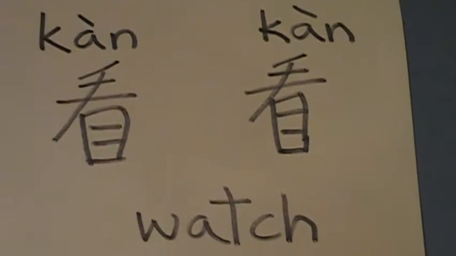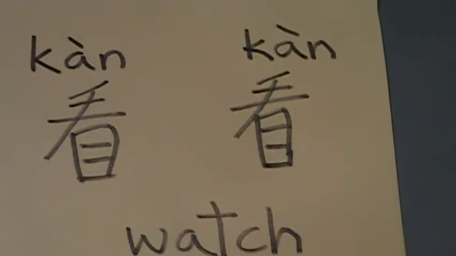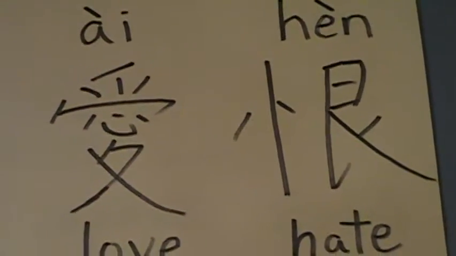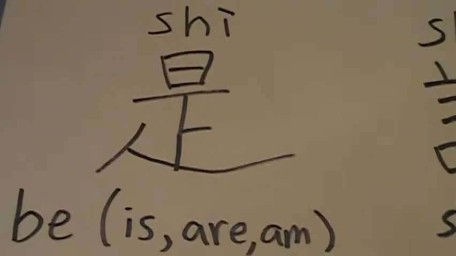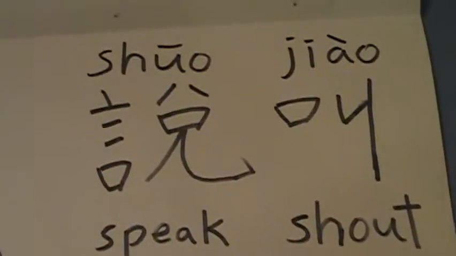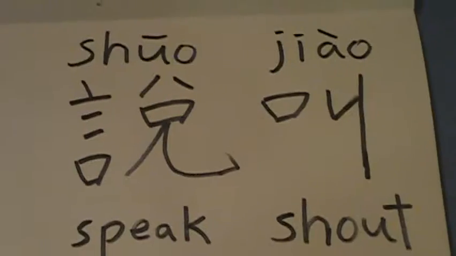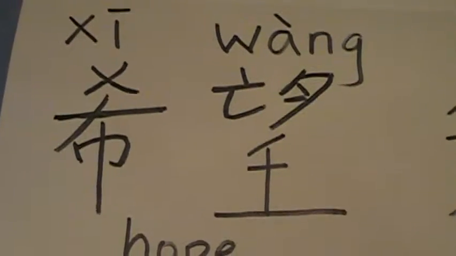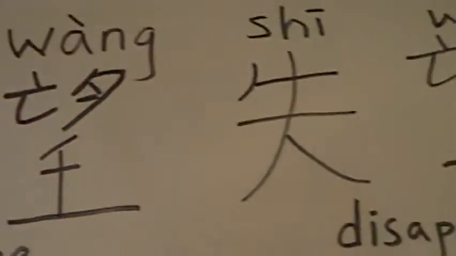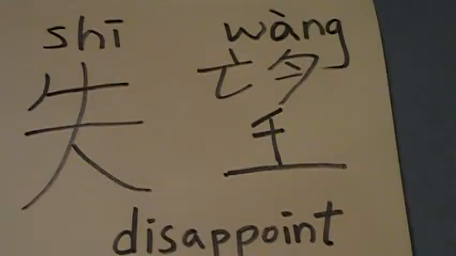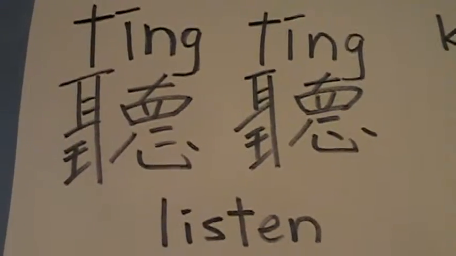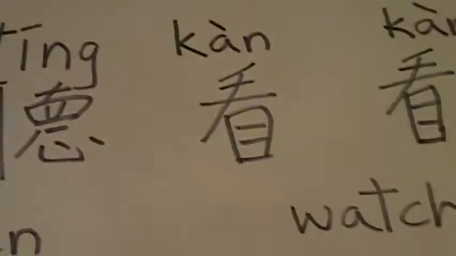Having covered the different forms of verbs: the action verbs, 走 跳, the feeling verbs, 爱 恨, the be word, 是, the speaking verbs, 说 叫, verbs with two characters, 希望 and 失望, and verbs that have the same character used twice sequentially, 听听 and 看看.